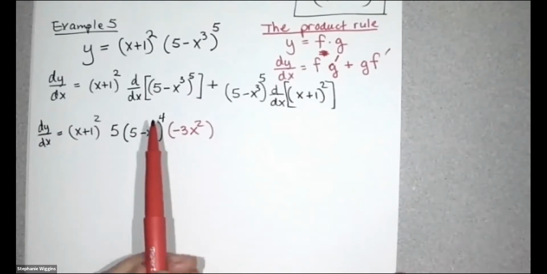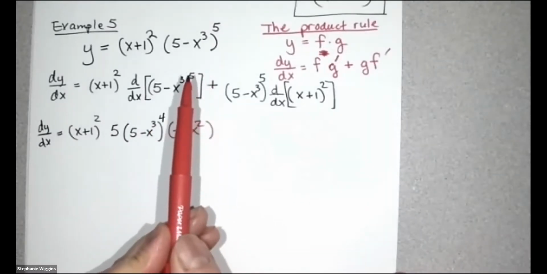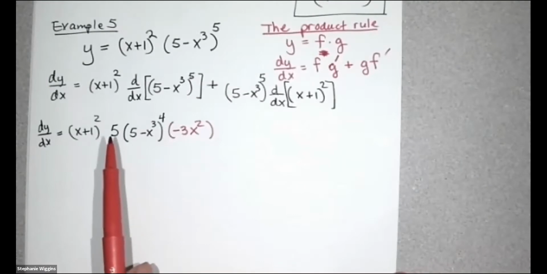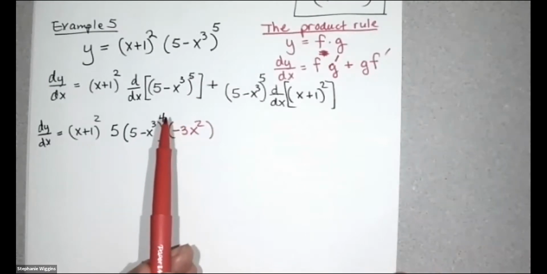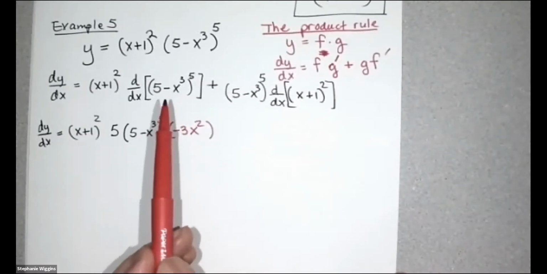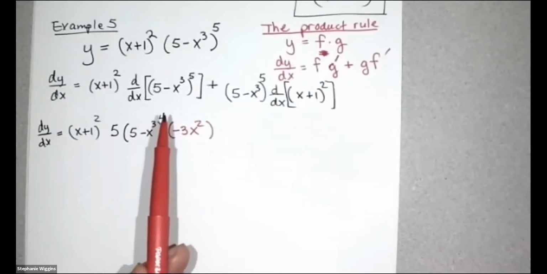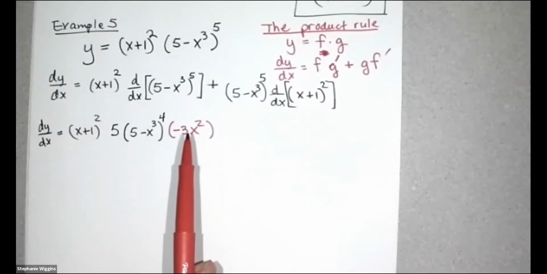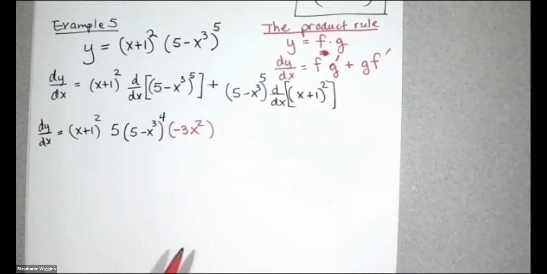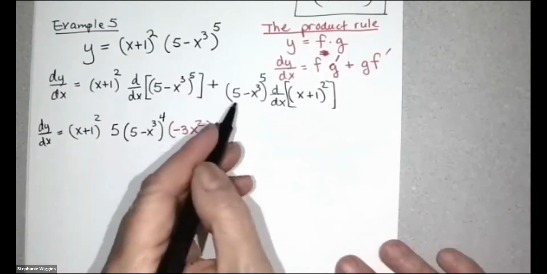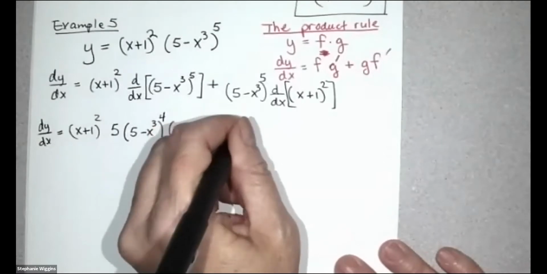And the outside function, remember, is just a power function. So you bring the power out front and then subtract 1, plus you're evaluating it at the inside function. Okay, so here's the power rule at work. Here's the chain rule at work. Now the next piece, I have this function here.